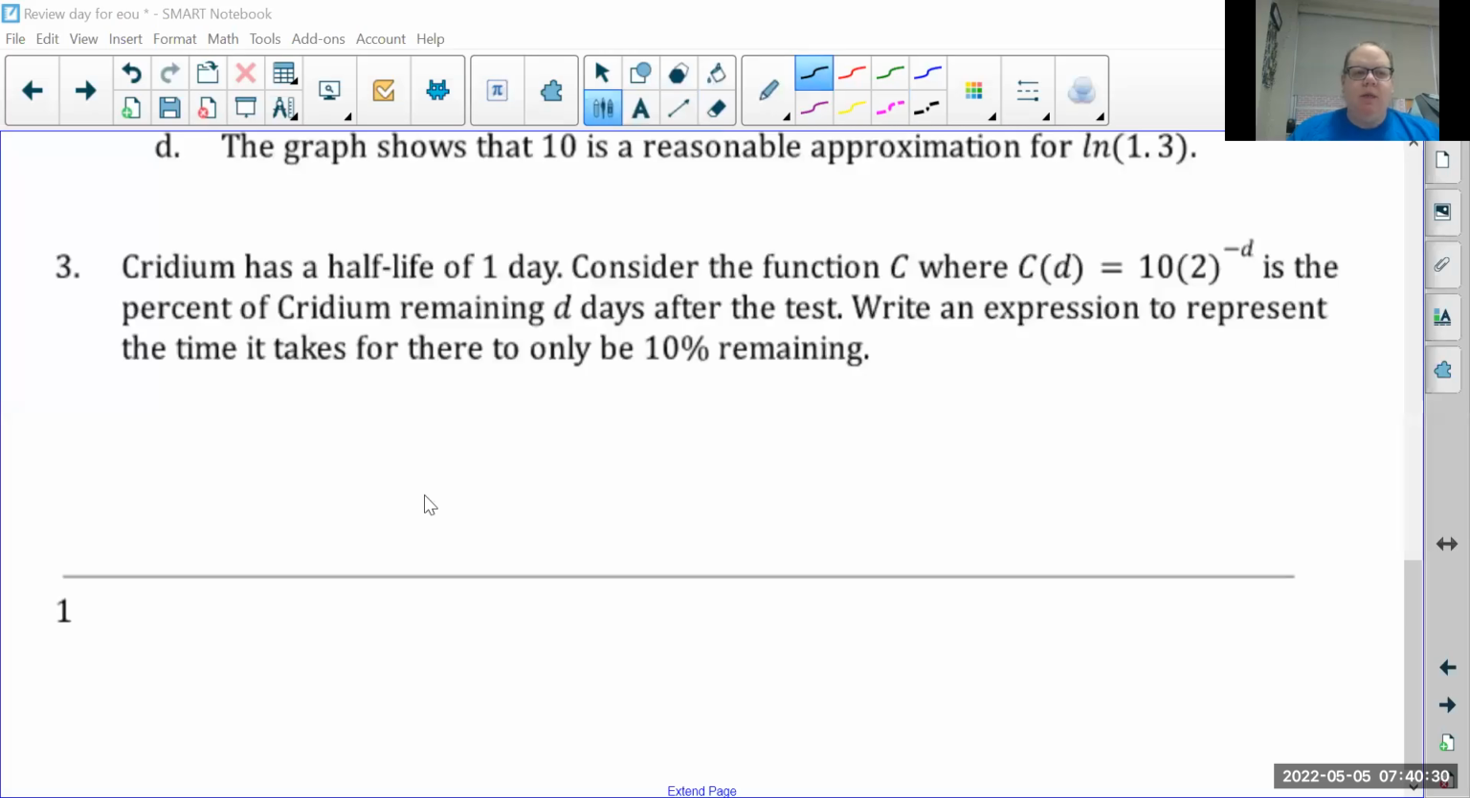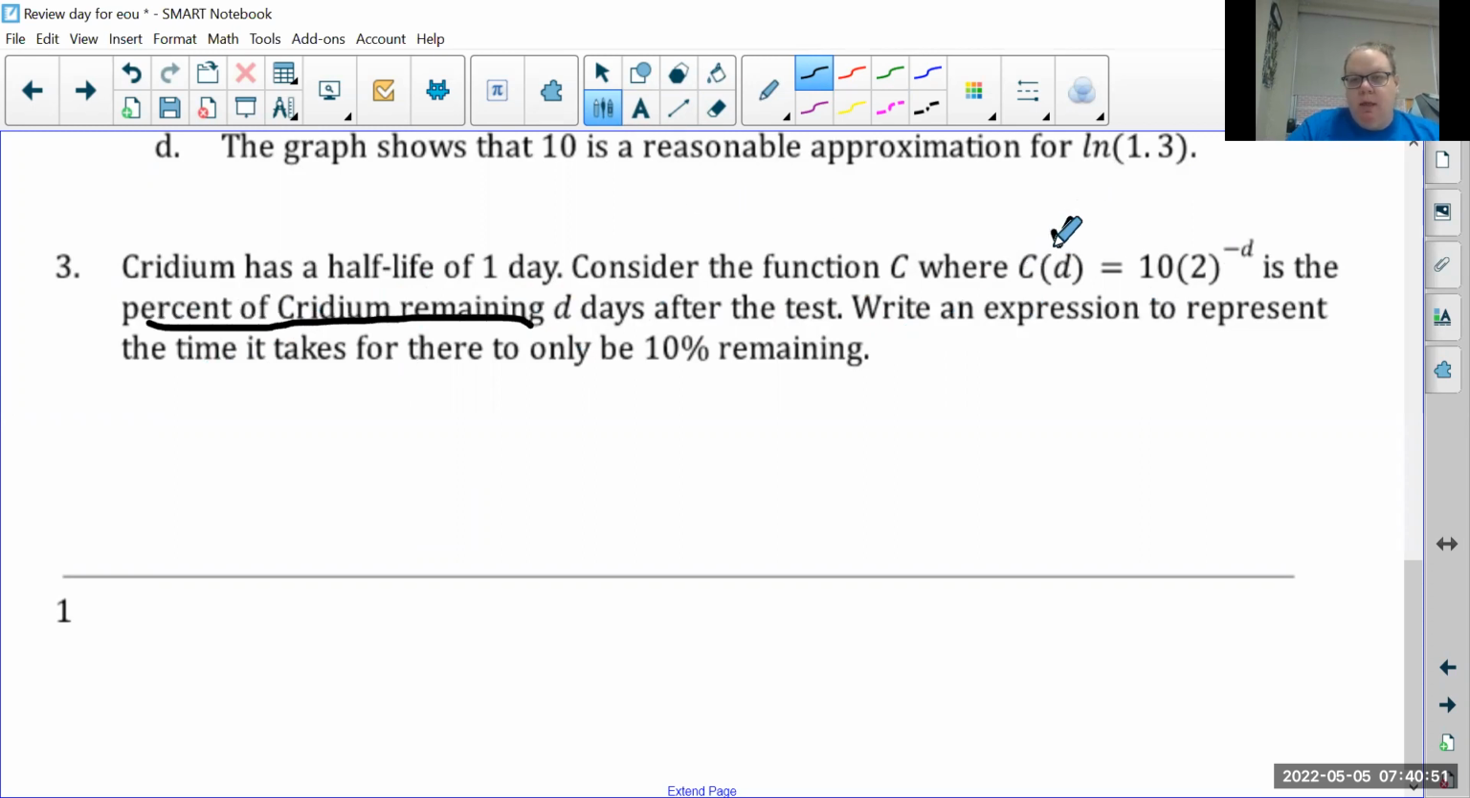Okay, so for question 3, it says tritium has a half-life of 1 day. Considering the function C of D is the percent of tritium remaining D days after the test, write an expression to represent the time it takes for there to only be 10% remaining. So C of D is the percent of tritium remaining.